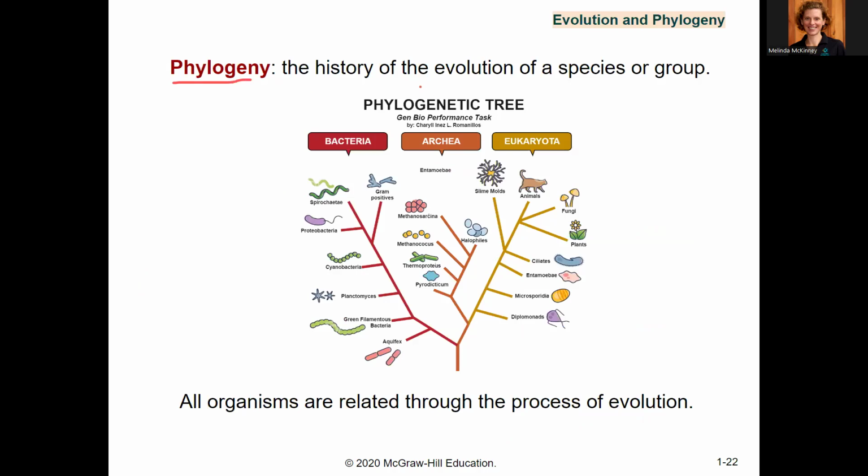Phylogeny is the history of the evolution of a species or group. And it's really looking at how organisms are related. So in this case, you start off with the common ancestor at the base of this evolutionary tree. So this is the oldest. And then from here, each one of these branch points, you have a new species being formed.